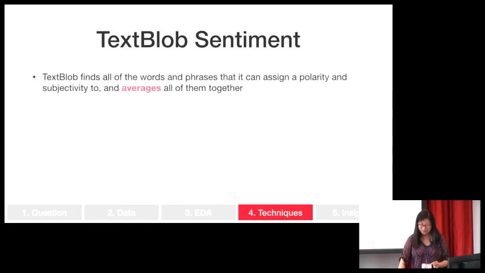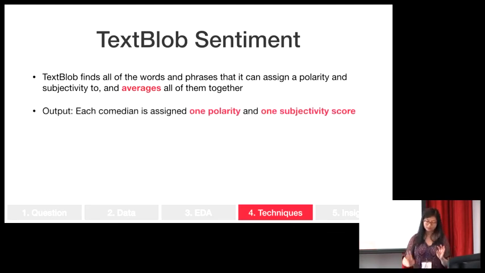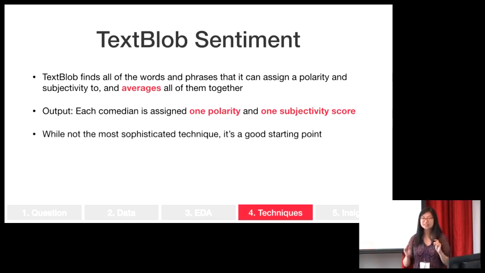Okay, so at the end of the day, what TextBlob does is, if it sees a word, it'll average all the subjectivity and polarity scores. Then it looks at your entire text and averages together all those scores. So the output will be that every comedian is assigned one polarity and one subjectivity score. It's not the most sophisticated technique, like I said, but it's a really good starting point.